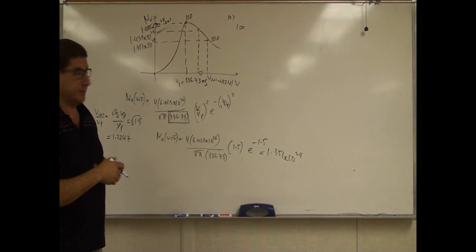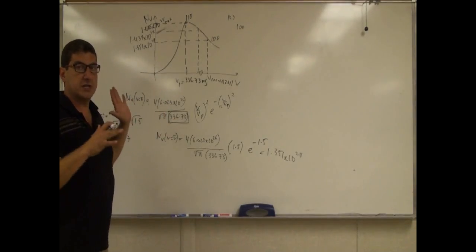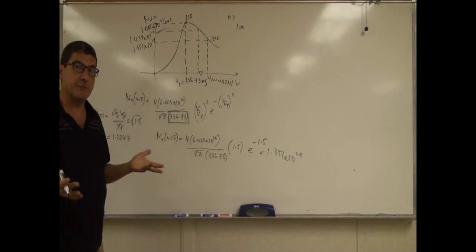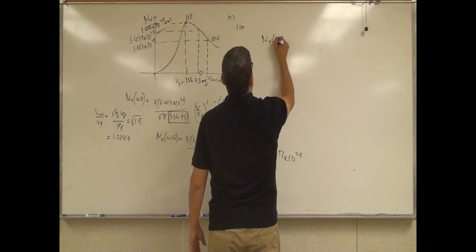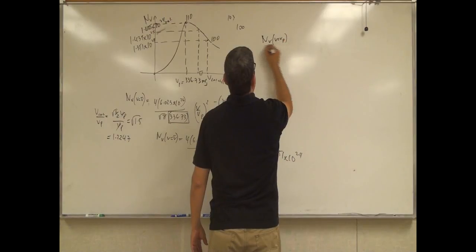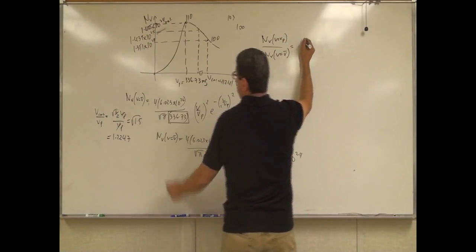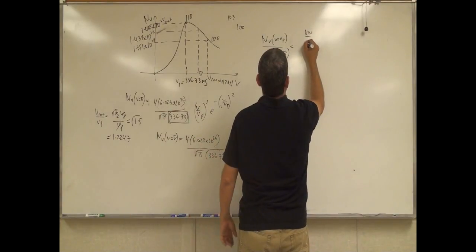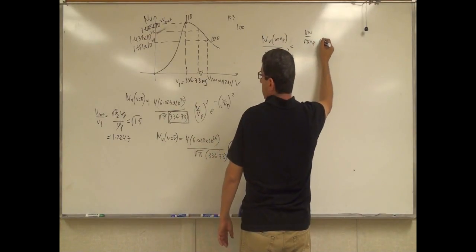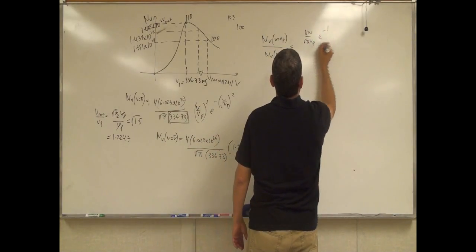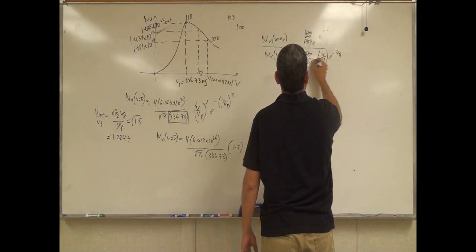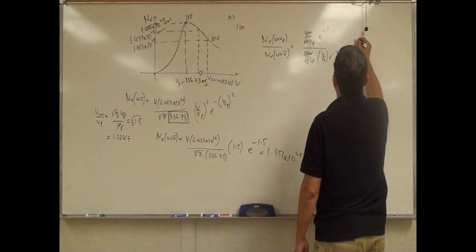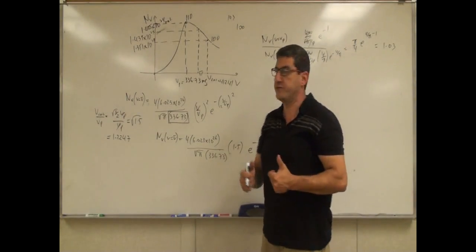The answer is yes, because no matter what the Vp of the gas is, no matter what the temperature of the gas is, if you do N(V) at V equals Vp divided by N(V) at V equals V average, you're just going to have this 4N over square root of pi Vp, then e to the minus 1 divided by pi. So no matter what the Vp is, this is going to cancel, and you're just going to get the same ratio regardless of the temperature of the gas.